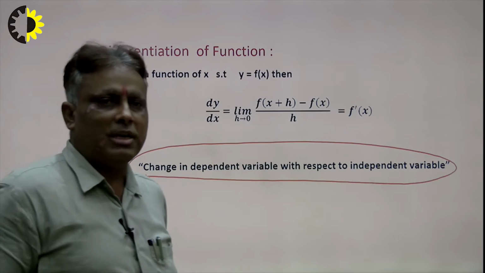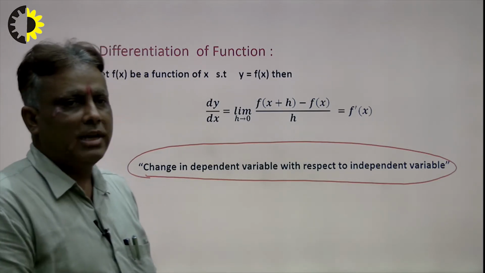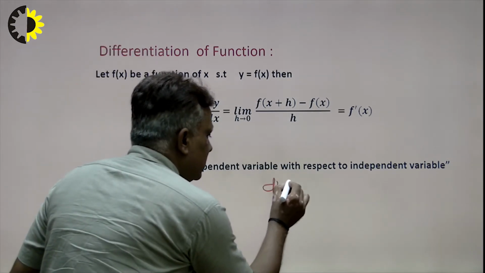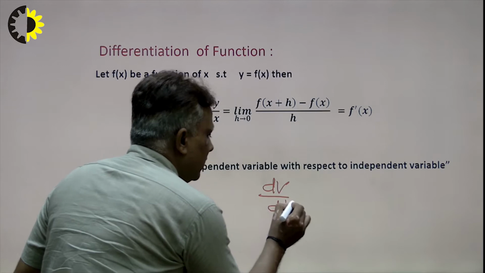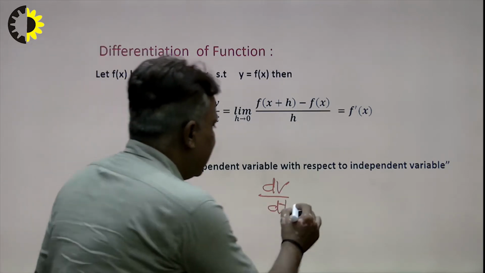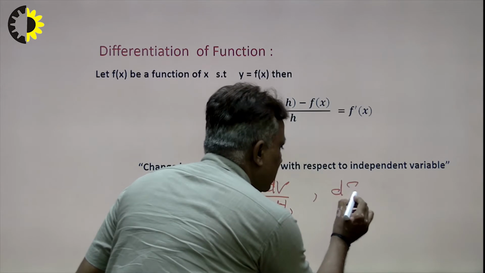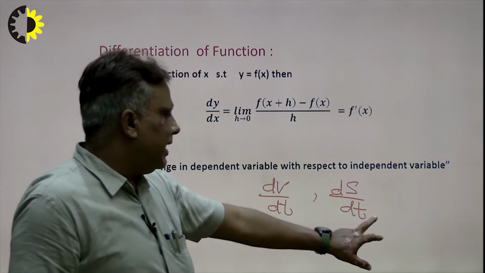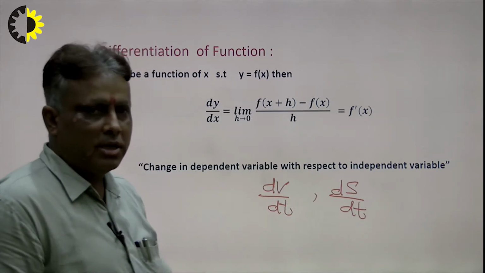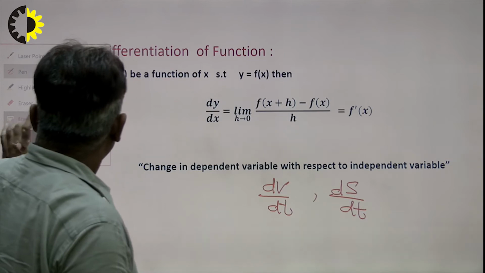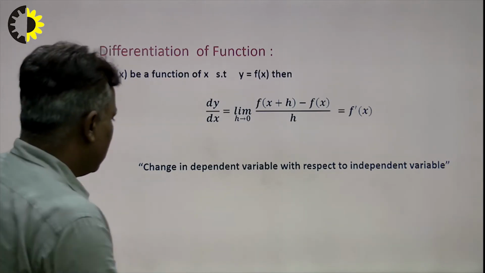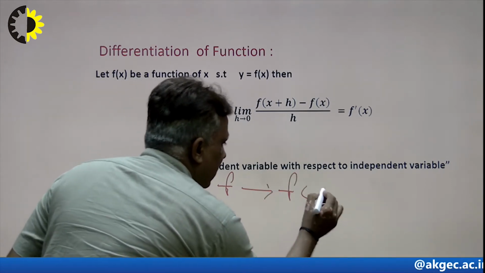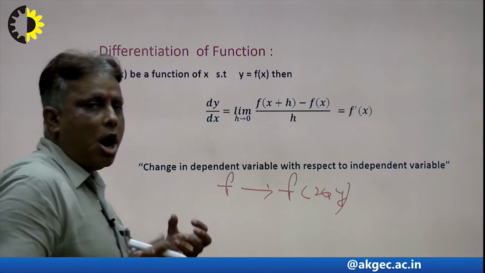Dependent variables may be more than one. In this way, suppose I write dV/dt, that means differentiate volume with respect to time, and ds/dt, this is known as the first derivative. We can say that s depends on t and V depends on t. But the question is, if a function contains more than one variable, suppose f is a function of two independent variables x and y, then how to differentiate it?